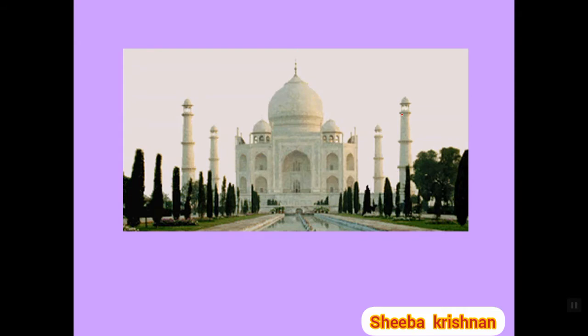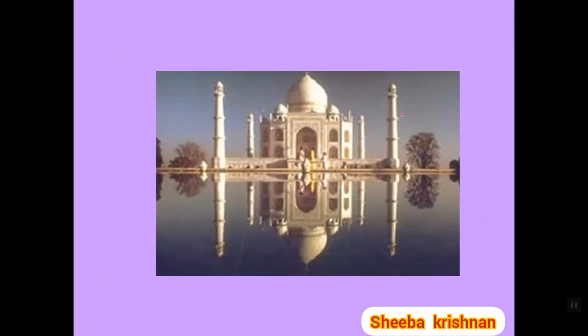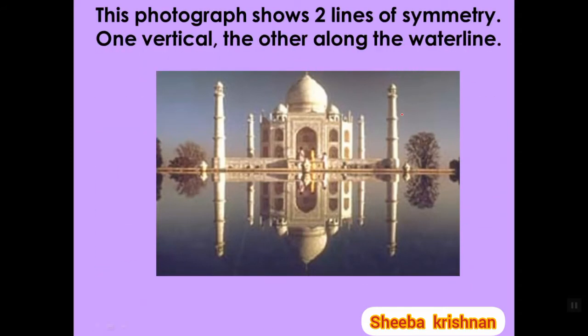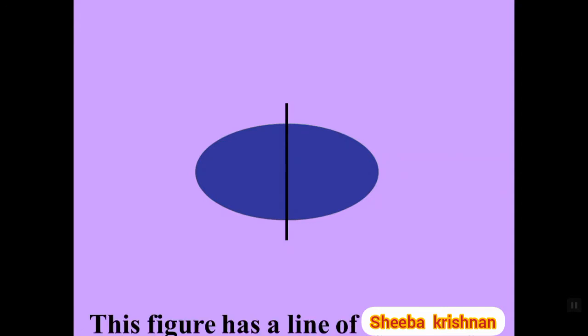Taj Mahal, it has a line of symmetry. Symmetry exists in architecture all around the world. The best known example of this is the Taj Mahal. This photograph shows two lines of symmetry, one vertical and the other along the water line. It has a line of symmetry. Yes, it has a line of symmetry.